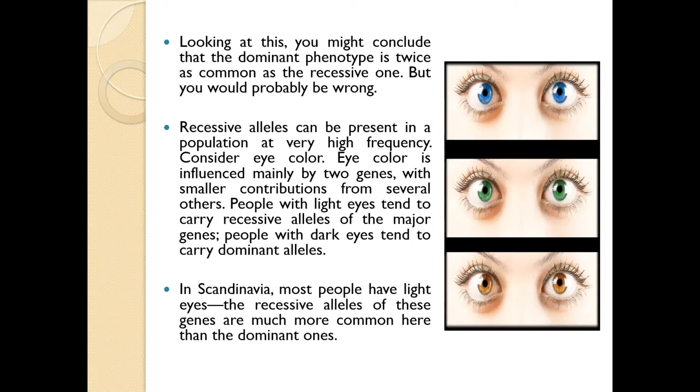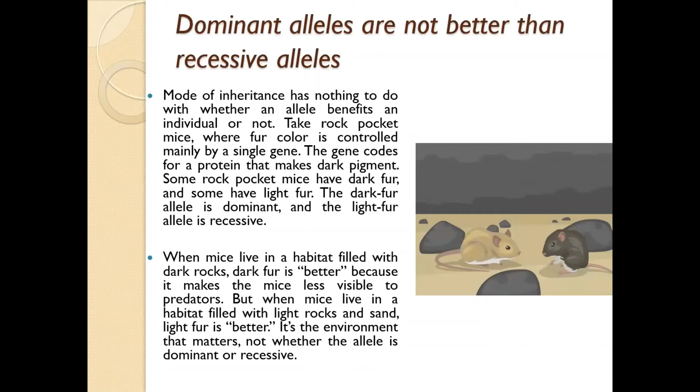So in that part of the world, most people have light-colored eyes, and that is due to the presence of recessive alleles, which are much more predominant there. So dominant alleles are not better than recessive alleles. That is not always the case. The mode of inheritance has nothing to do with whether an allele benefits an individual or not.